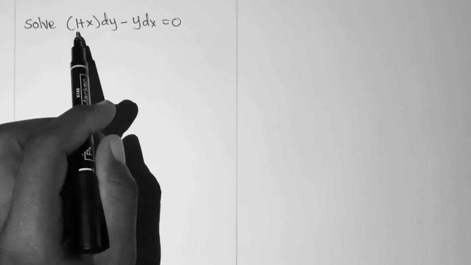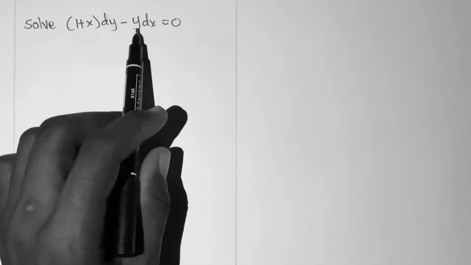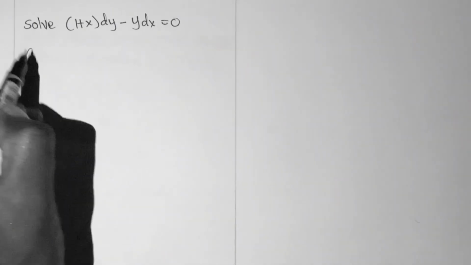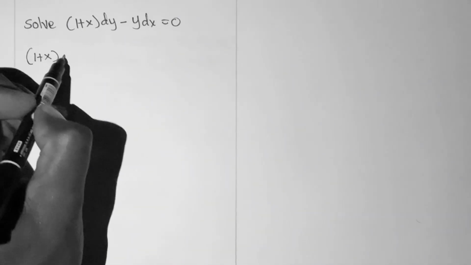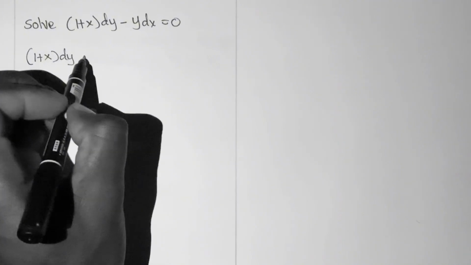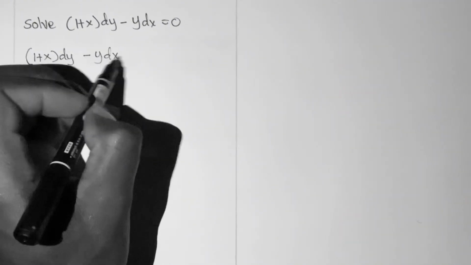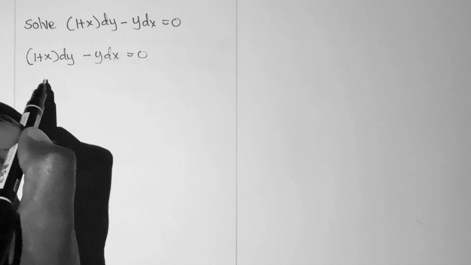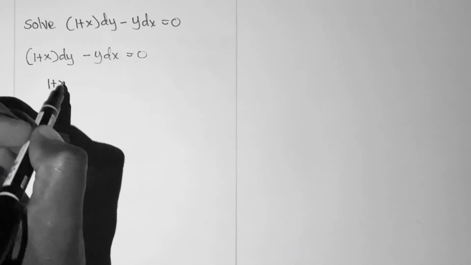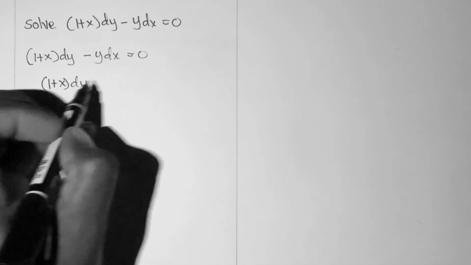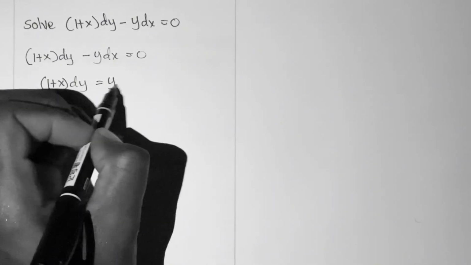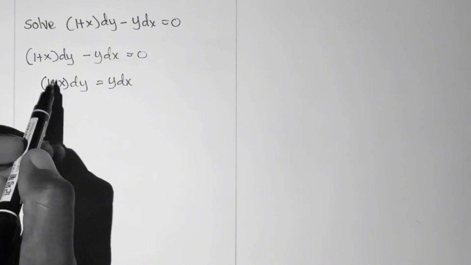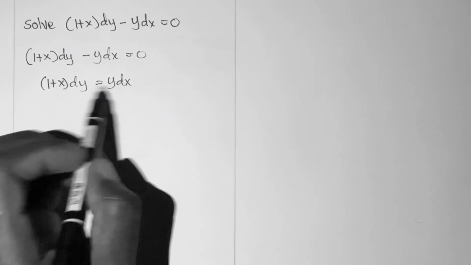Solve (1 + x) dy - y dx. So the equation is (1 + x) dy minus y dx, and this is equal to 0. So we can take y dx to the right hand side. So it becomes (1 + x) dy equals y dx. So you see that here is 1 + x, here is the y. So we can divide through by y.